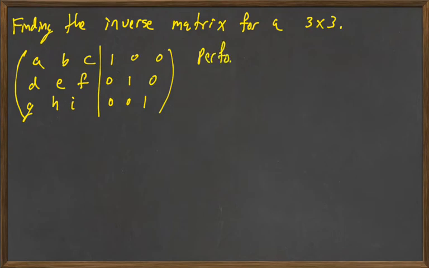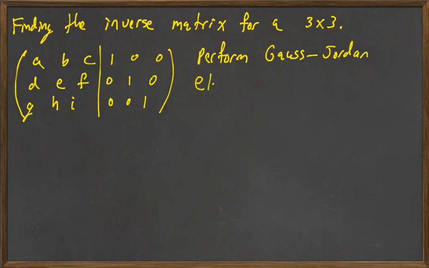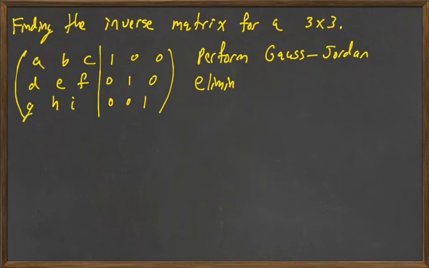Okay, and so what we're going to do is we want to change this side to look like this, and to do that we're going to do something called Gauss-Jordan elimination. It's very similar to Gaussian elimination, but Gaussian elimination makes 1s here and 0s down here, and we don't care about what's going on in the upper part of the matrix. So Gauss-Jordan makes the top part 0. So it's a little bit more involved than regular Gaussian elimination.